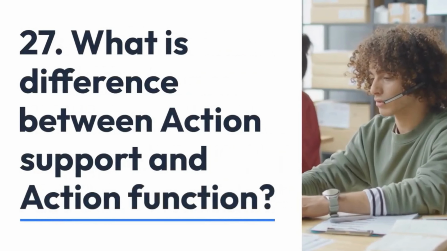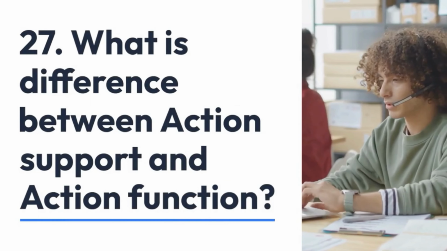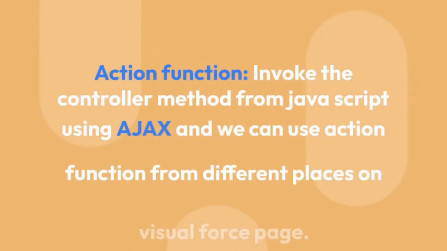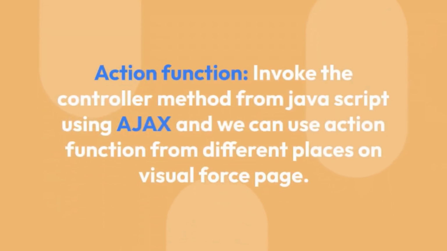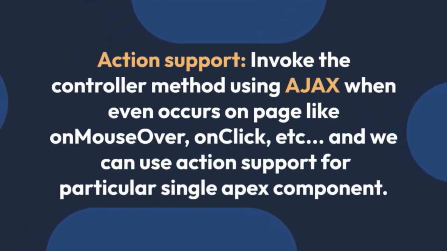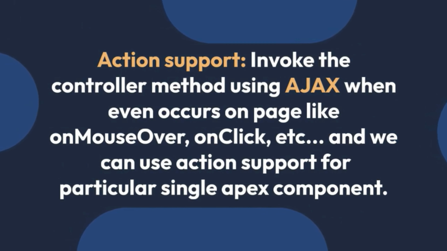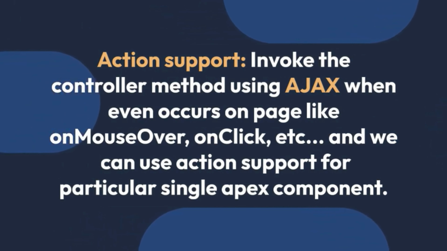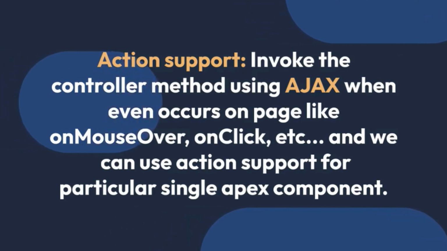27. What is the difference between action support and action function? Action function invokes the controller method from JavaScript using Ajax, and we can use action function from different places on the Visualforce page. Action support invokes the controller method using Ajax when an event occurs on the page, like onmouseover, onclick, etc. And we can use action support for a particular single Apex component.